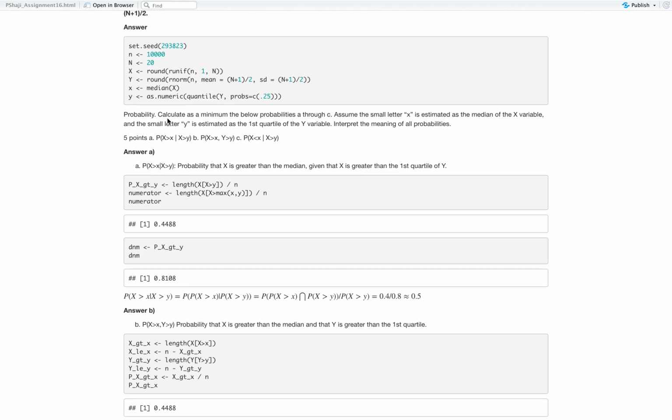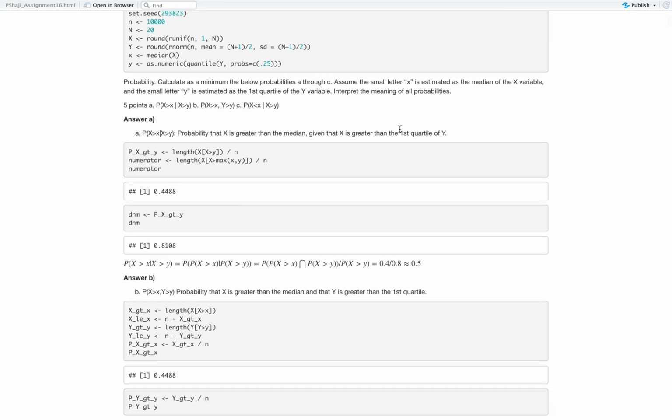First, I have to calculate as a minimum the below probabilities A through C, assuming the small letter x is estimated as the median of the x variable. So here the small letter x is the median of this round function value, and the small letter y is estimated as the first quartile of the y variable, and then we have to interpret the meaning of all those probabilities. So let's get started doing that.